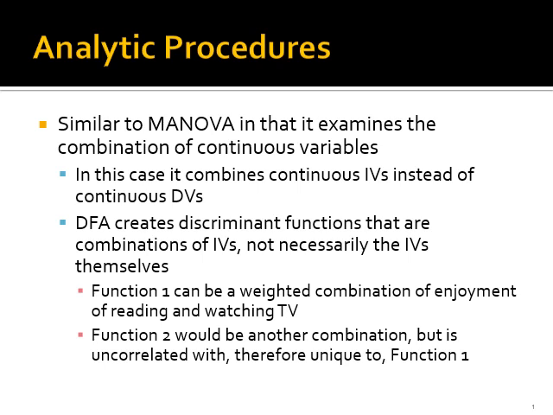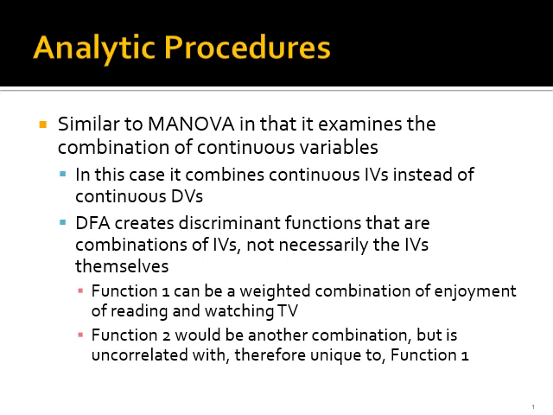So the analytic procedure for discriminant function analysis is very similar to MANOVA in that it examines a combination of continuous variables. In fact, one way to think about this is that it's somewhat like a backwards MANOVA, where we have a categorical DV, the categorical variable is on the DV side, and we can have multiple continuous variables predicting that. So in this case, it combines continuous IVs instead of continuous DVs.